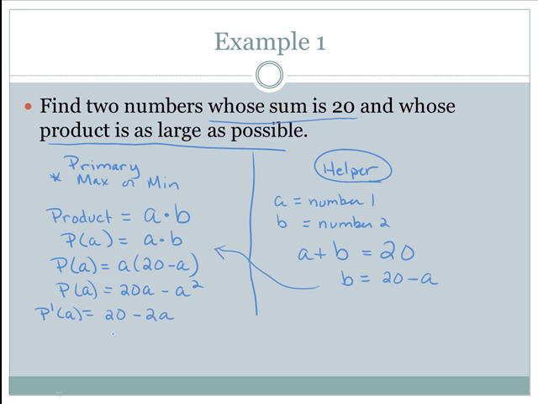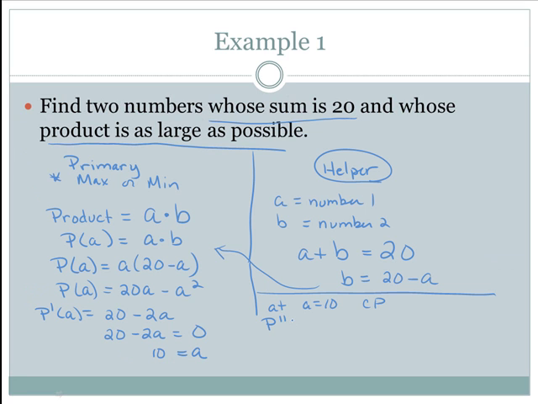My critical point is where my derivative is either 0 or undefined. Since I don't have any fractions or anything, it's not undefined. I solve this for a, and I get a is 10. So at a is 10, and let me draw a little thing here. At a equals 10, we have a critical point. And the question is, is that critical point a maximum or minimum?